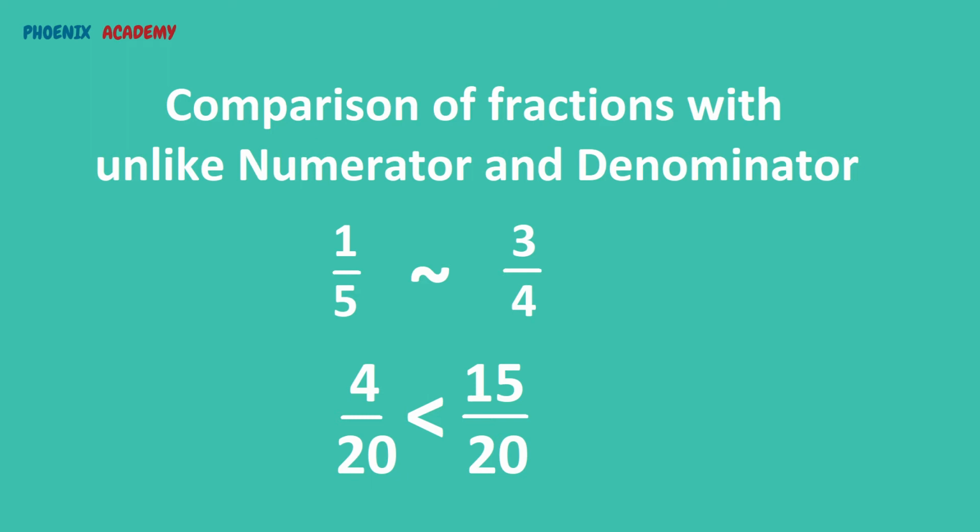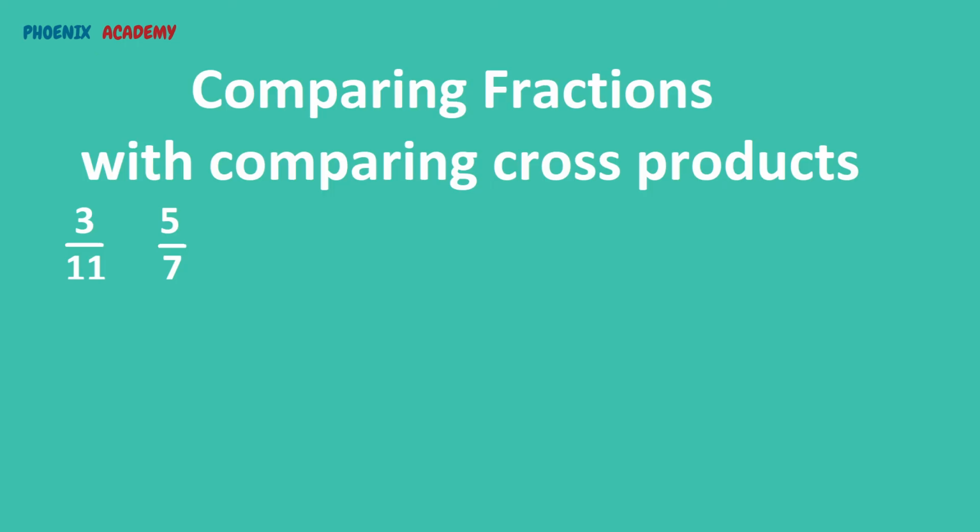So we will get 4 by 20 is less than 15 by 20, since 4 is less than 15. Hence, 1 by 5 is less than 3 by 4. Two fractions can also be compared by using the cross multiplication method. Let's see some example. Compare 3 by 11 and 5 by 7.